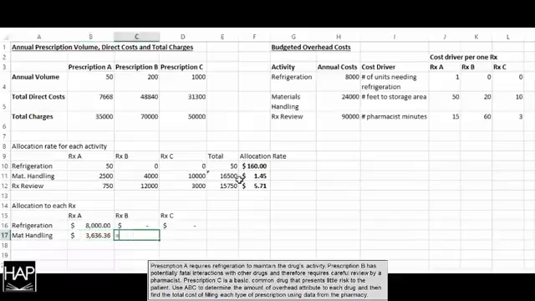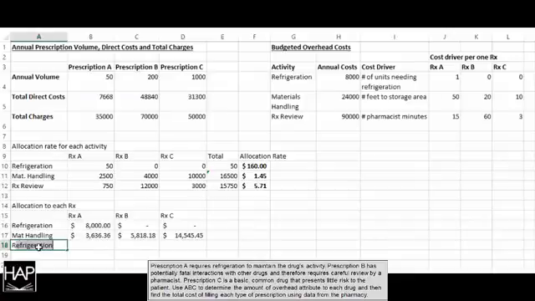For prescription B, I'll take the allocation rate again and multiply it by the number of feet traveled here, so the 4,000 feet. And for prescription C, I'll again take the allocation rate and multiply it by the number of feet traveled to the storage area. So you can see that prescription C's major cost so far is the materials handling, and it has 3 times the amount for materials handling attributed to it than prescription B, which is the next highest.